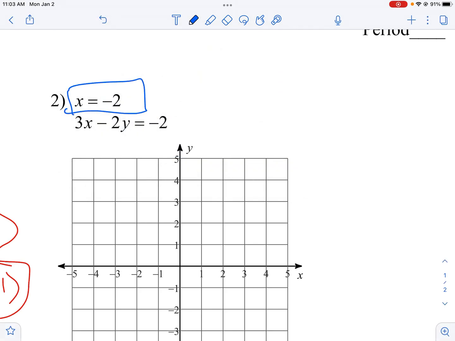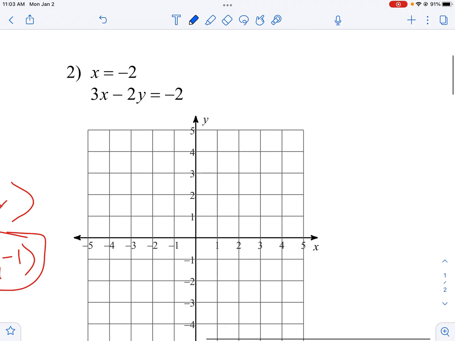Remember, if it's just x equals a number, then that's going to be a vertical line. So you go where x is -2. There it is. Found it. And now I'm going to draw my vertical line. Voila, like that. And now I'm going to graph my other one.